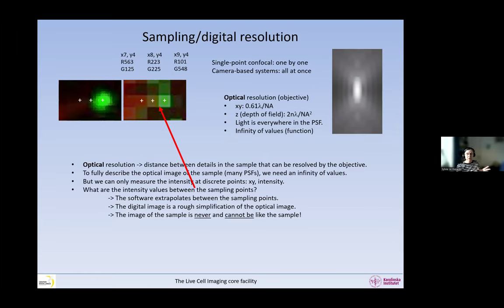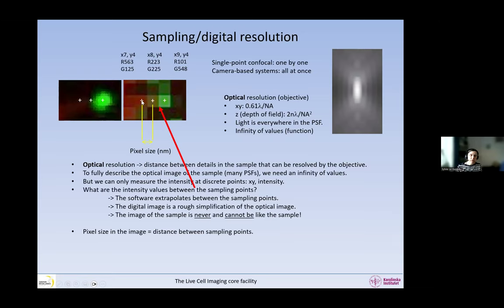On top of that, when we digitalize this optical image, we are making a very, very rough estimate of this image. And this is what we are displaying, and this is what we're analyzing, and this is what we're looking at, and this is how we are judging our sample. So the image of the sample can never be like the sample. It's not even close to what the sample is.